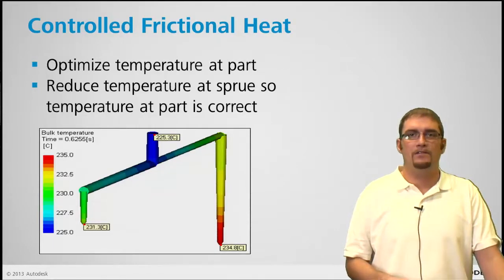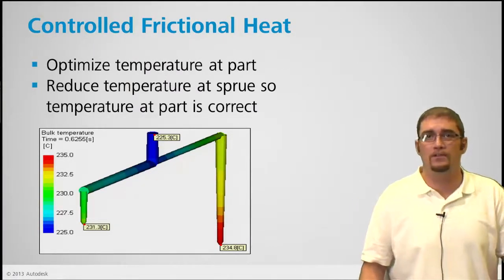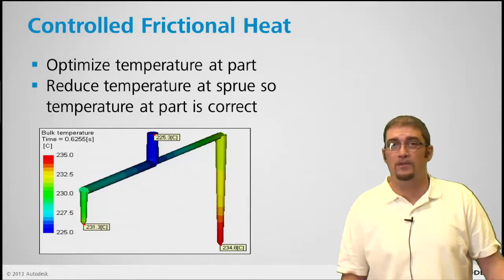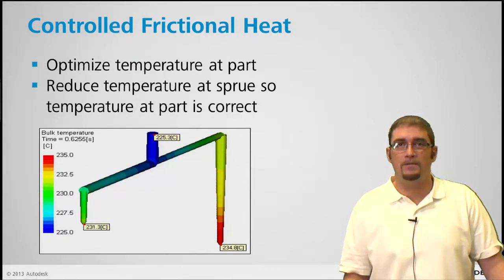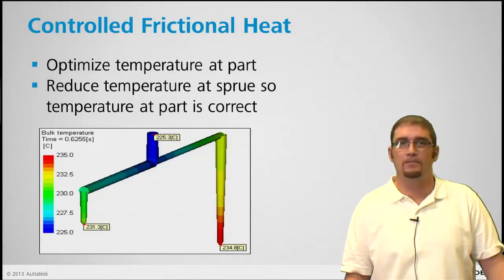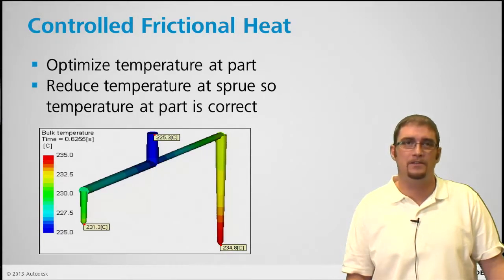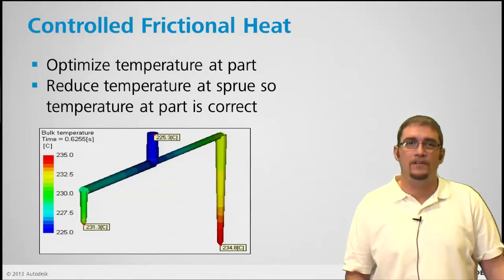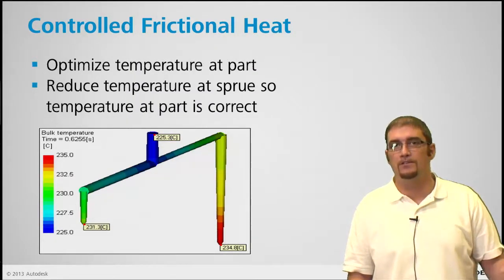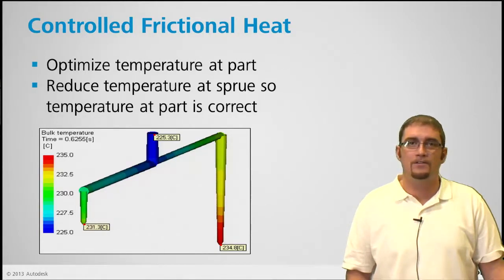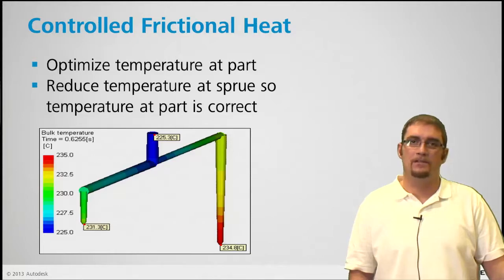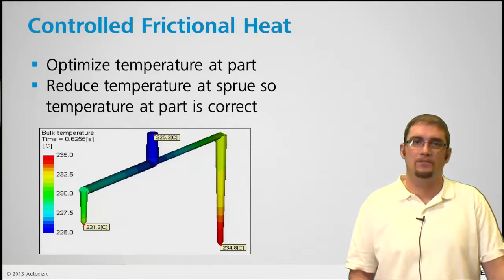Controlled frictional heating. This is something that's often overlooked as well. So what you typically do is when you're running your molding window analysis to determine your optimum melt temperatures, things of that nature, you're optimizing it off of the part. When you add a feed system, that's going to introduce shear heating. So what happens with that is the part ends up getting melt that is quite a bit higher sometimes than we intend it to be.